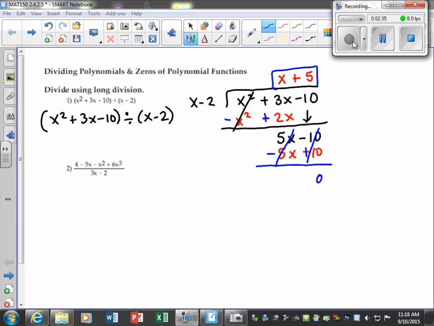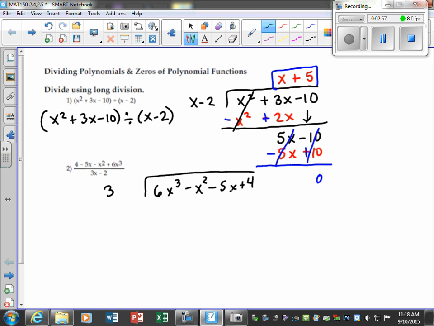Okay, you might not remember that so well, so let's go ahead and do another one. It's in a different format, but first of all, we want to make sure our terms are in descending order. So I'm going to say 6x to the third minus x squared minus 5x plus 4, and I want to divide that by 3x minus 2.